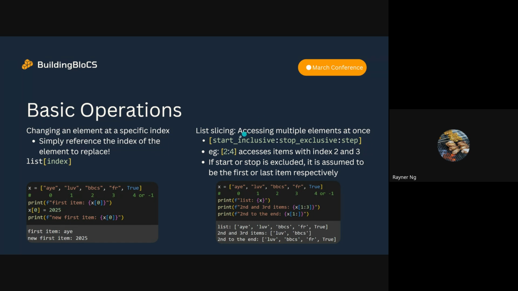So it may be a bit confusing, but here's an example. If I want to take the list slice from index 2 to index 4, it will actually only access items with index 2 and 3, and it won't include the item at index 4. There will be some examples in your Colab notebook, so if you want, you can run them, test it out, and hopefully better understand list slicing. If you exclude the start or stop value, it will be assumed to be the first or last item respectively.